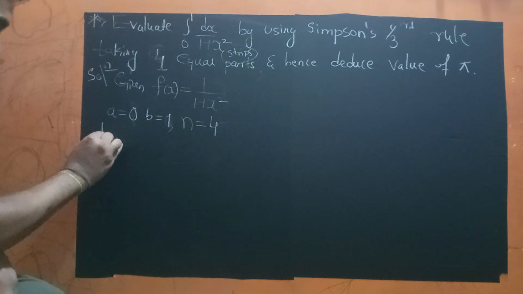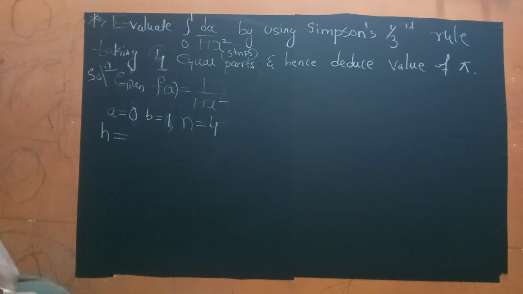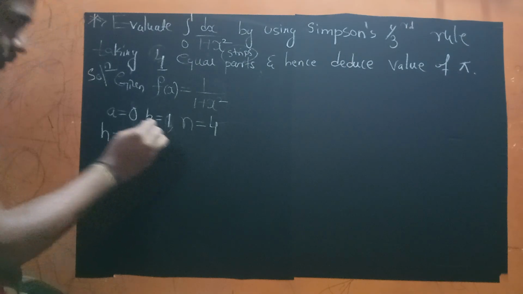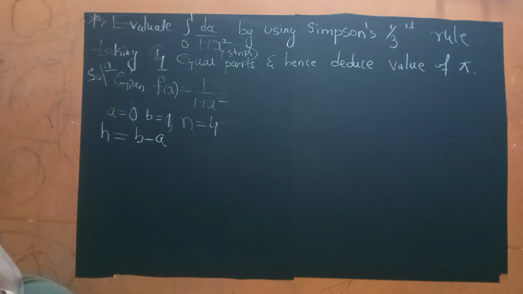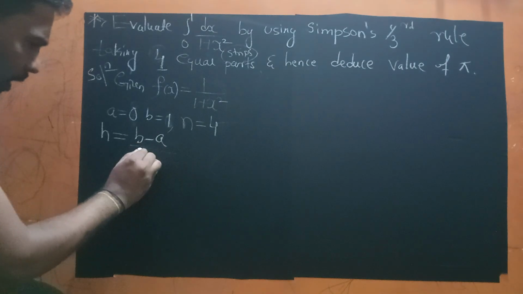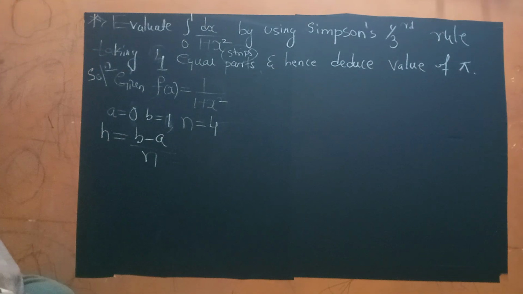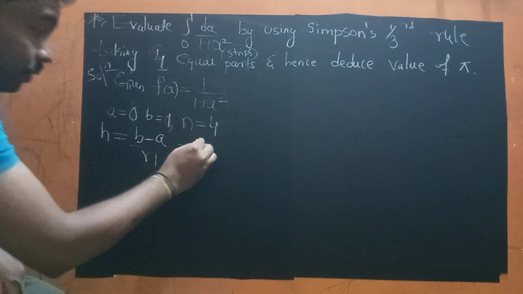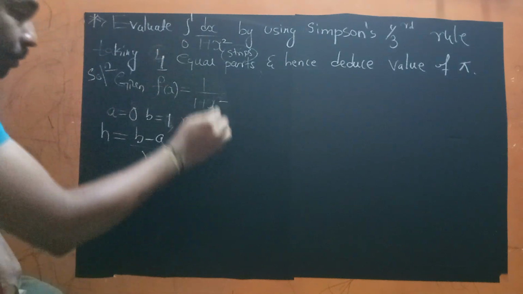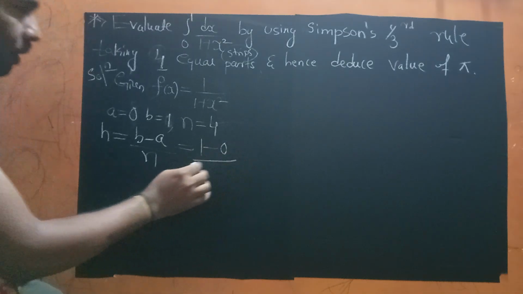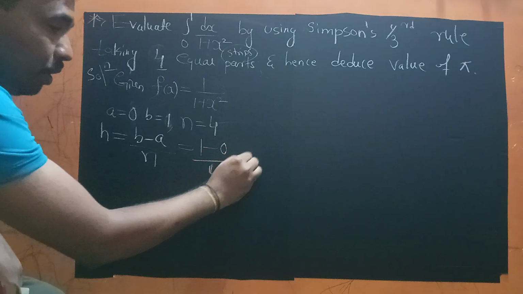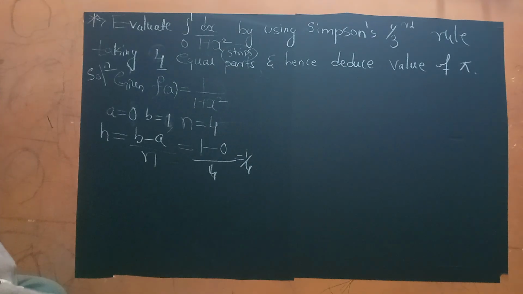Now we have to divide 0 to 1 into 4 equal parts by taking the step size h. How do we find the h value? It is the difference of the upper interval and the lower interval divided by the total number of strips, that is n. The upper interval is 1, the lower interval is 0, divided by n, which is 4. So the answer is 1 by 4.